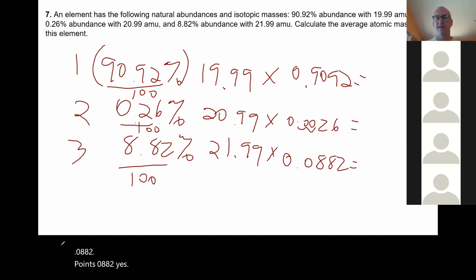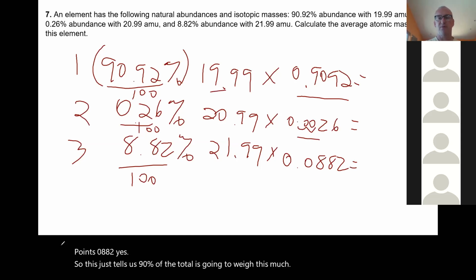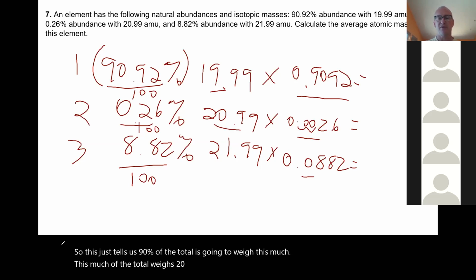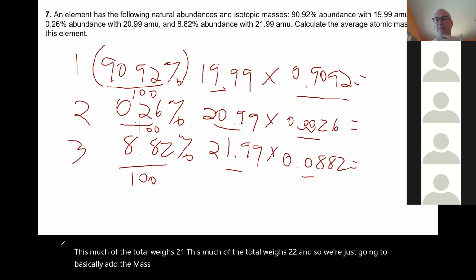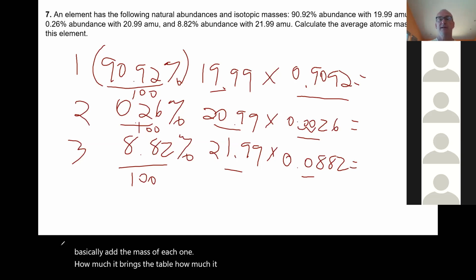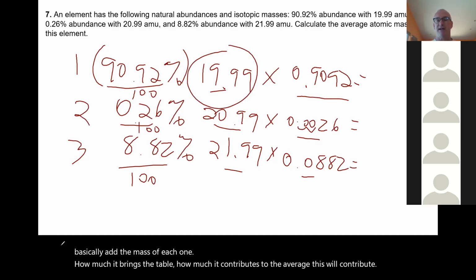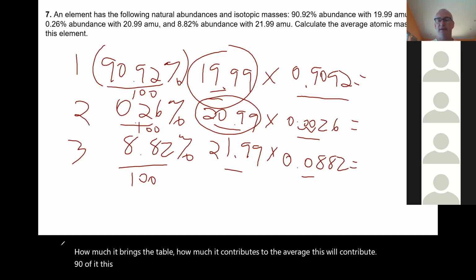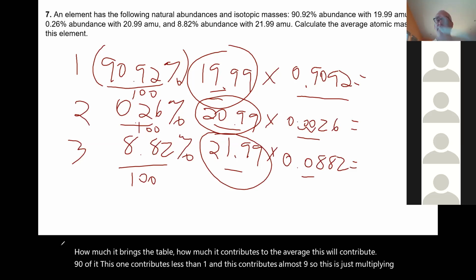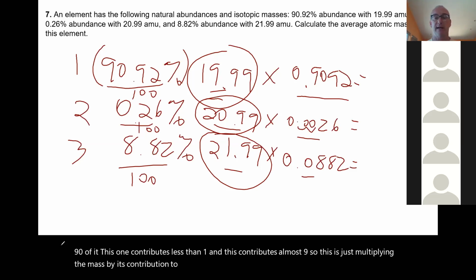So this just tells us 90% of the total is going to weigh this much. This much of the total weighs 21. This much of the total weighs 22. We're just going to add the mass of each one, how much it contributes to the average. This will contribute 90% of it, this one contributes less than 1%, and this contributes almost 9%. So we're just multiplying the mass by its contribution to the average, okay?